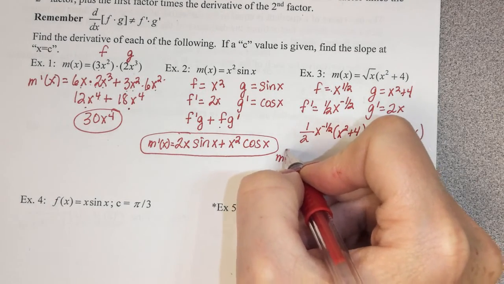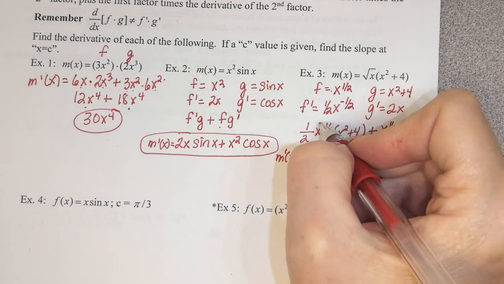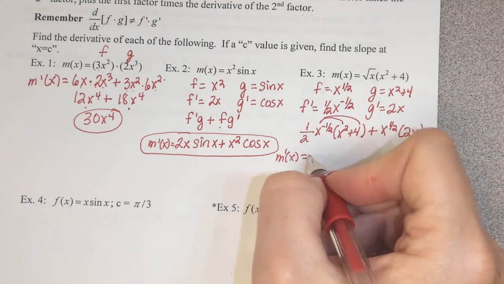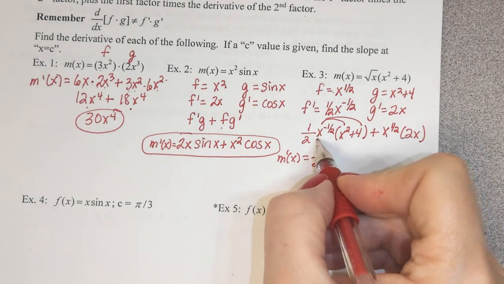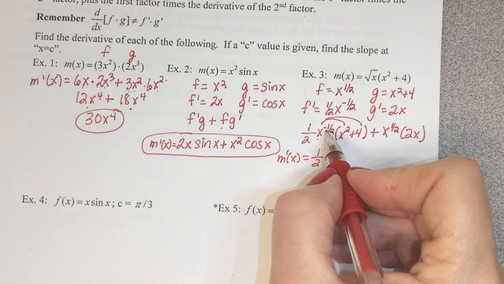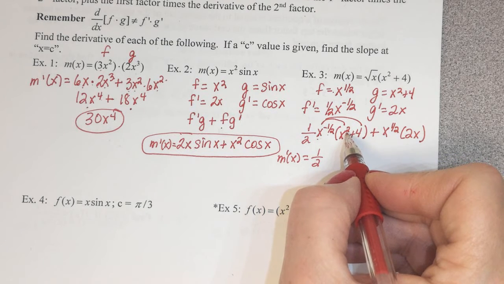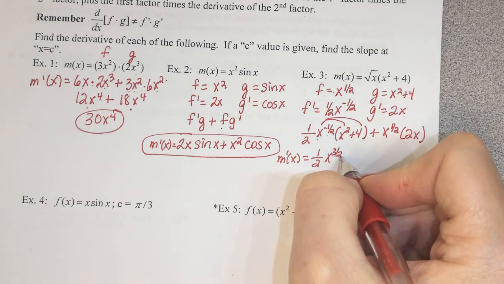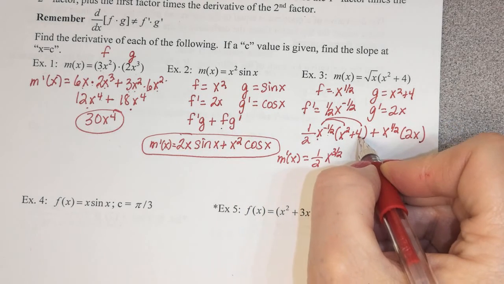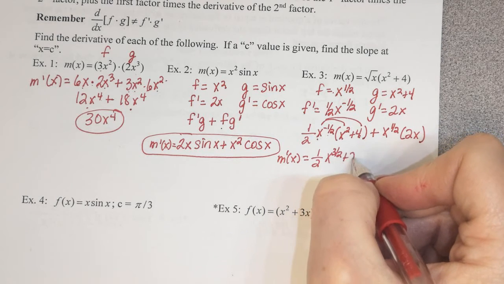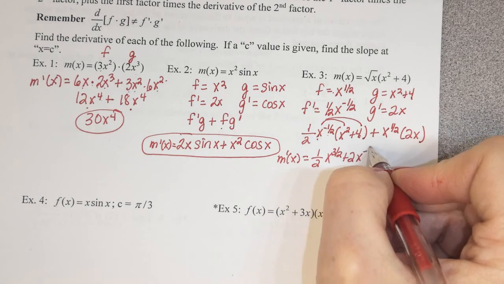So I'm going to write m prime of x is equal to, I have to distribute this out. So if I have 1/2 times 1, that's just a half. What do we do when the bases are alike and we're multiplying? Add the exponents. So what's negative 1/2 plus 4/2? 3/2. Everybody with me on that? I'm adding those exponents. So it's x to the 3/2. And now I have to multiply this times 4. So 1/2 times 4 is going to be 2x to the negative 1/2.